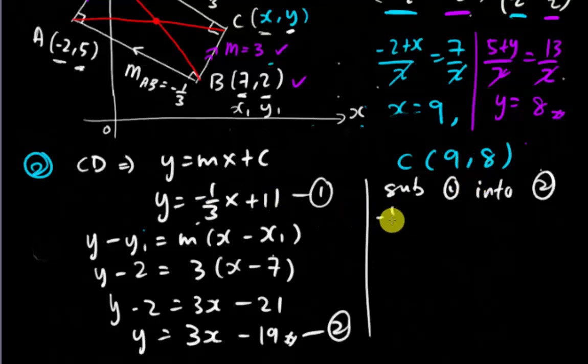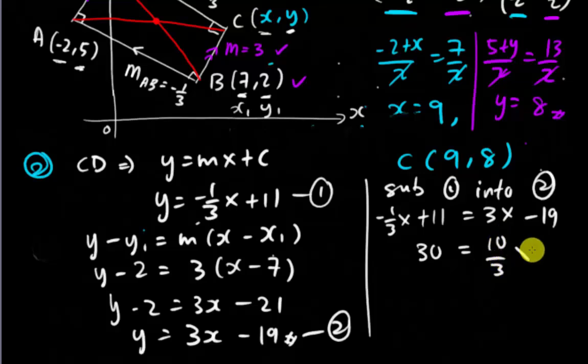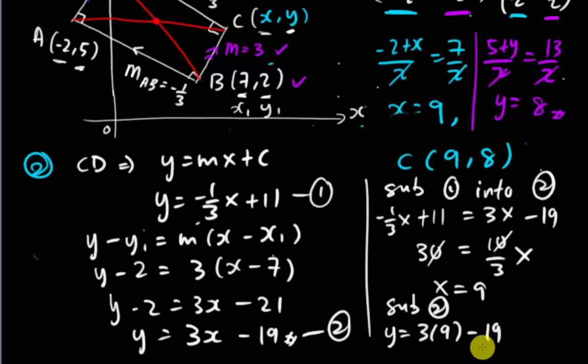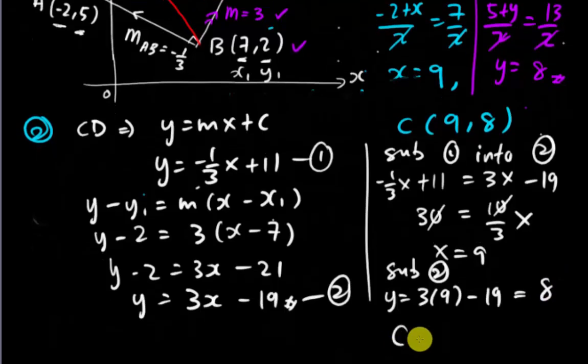So substituting 1 gives -1 over 3x plus 11 equals 3x minus 19. I'm going to solve it very fast because we do not want to waste time here. So 11 plus 19, I get 30. This one moves over here as plus, and you can use a calculator, it should be 10 over 3x. The 0s I cut, x equals 9. Then I substitute back into the second one. So y equals 3 times 9 minus 19, which is 27 minus 19, which is 8. So at the end, I get the same coordinate, which is 9 and 8. See, both also give you the coordinates.